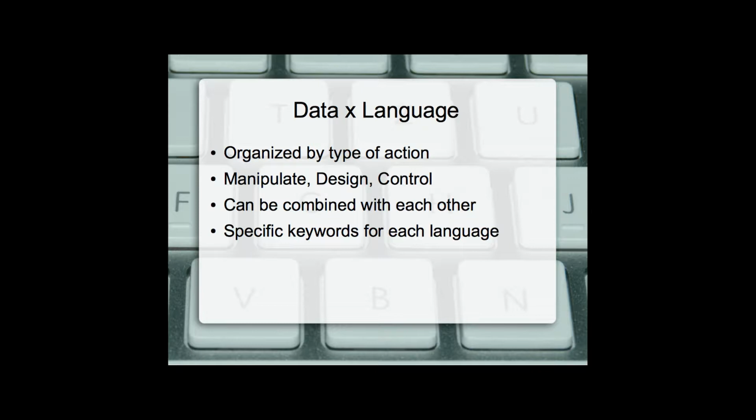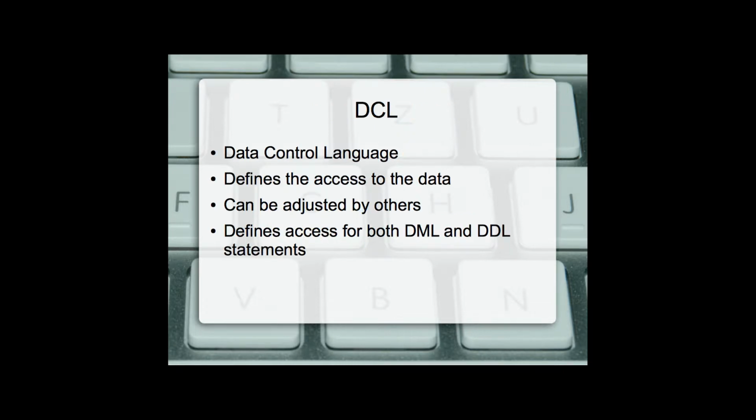There are specific keywords that belong to each, quote, language, and we'll be looking at those individual keywords later. But what we're doing right now is looking at just the idea and concept of the data languages. So we have DDL, DML, and DCL as the three different DXLs in SQL programming. The first one we're going to look at is DCL, or the data control language.